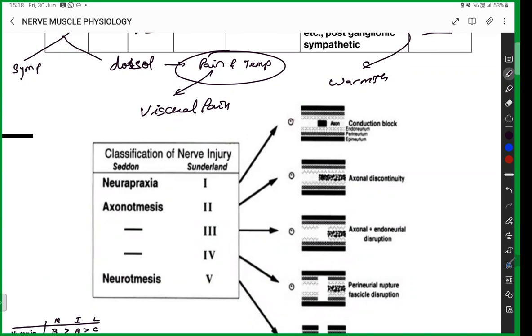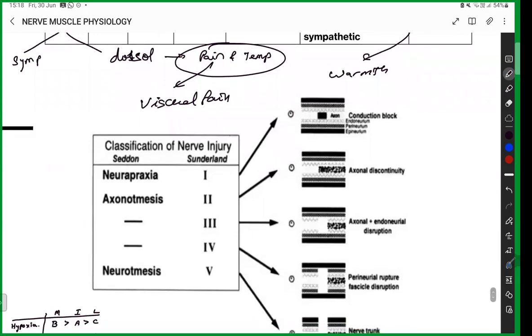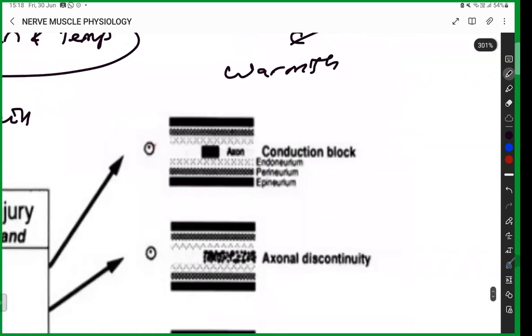We have 2 systems of classification basically. One is Seddon's classification, the other is Sunderland's classification. Seddon classified as neuropraxia, axonotmesis, then neurotmesis. Only 3 things. Whereas Sunderland classified it as 1st degree, 2nd degree, 3rd degree, 4th degree, and 5th degree. 5 degrees are classified. What happens? I'll tell you. In 1st degree, your nerve is going to be in continuity. Can you see here? Your nerve is in continuity only, due to some local compression or ischemia. Only the local conduction is going to be blocked, but there is going to be spontaneous recovery.